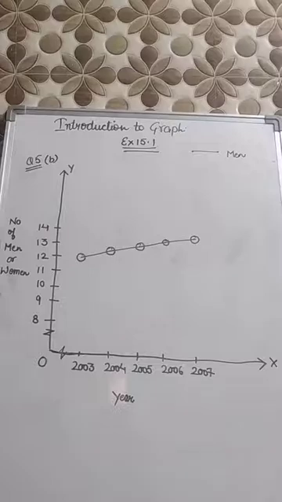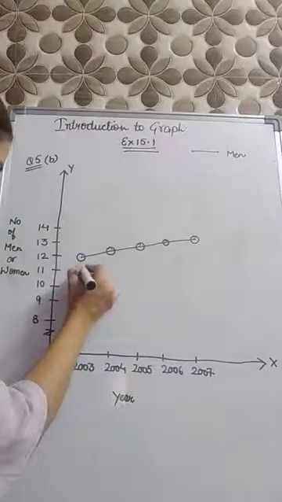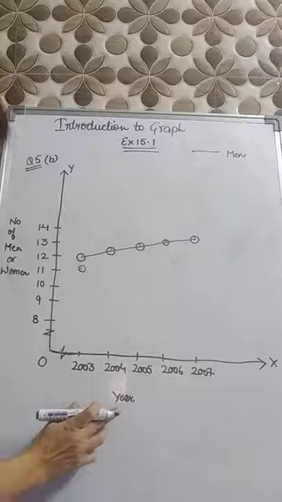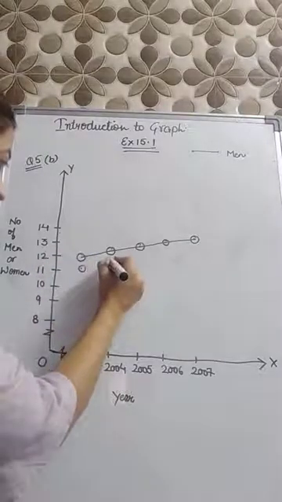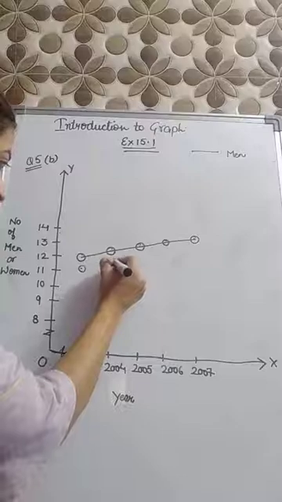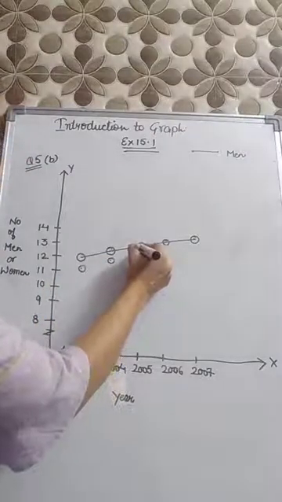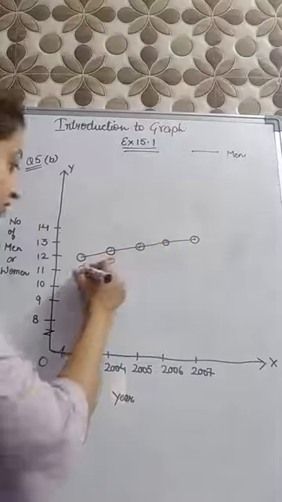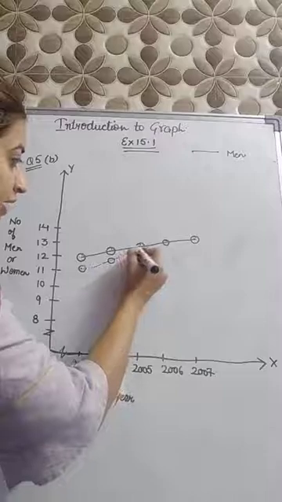Now let's start with the women. In 2003 you have 11.3, so this is your 11.3 in 2003. Next is 11.9, slightly below 12, so below 12 here you will draw your 11.9. Next is 13. So this 13 point is common, that is your point of intersection. Now let's join these points by a dotted line.